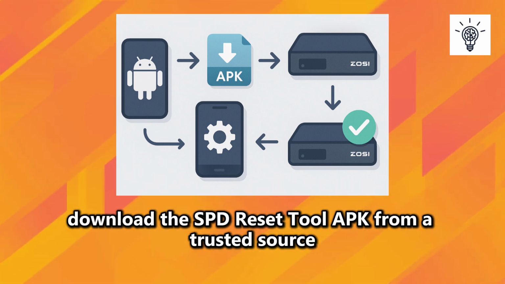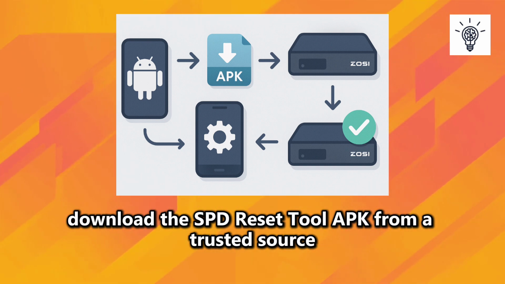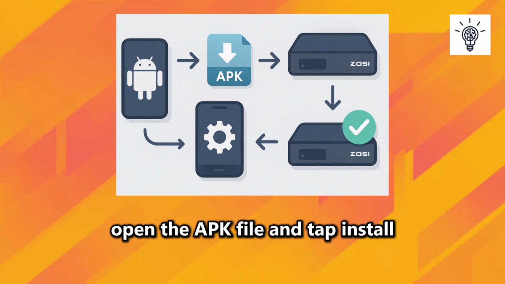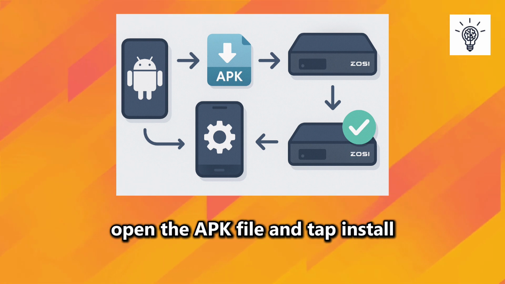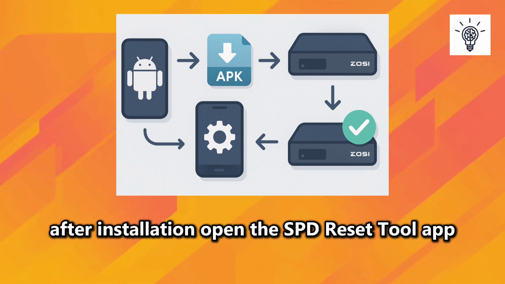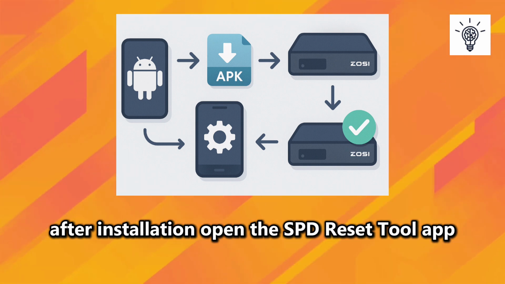Next, download the SPD Reset Tool APK from a trusted source. Once the download is complete, open the APK file and tap Install. Wait for the installation to finish. After installation, open the SPD Reset Tool app.